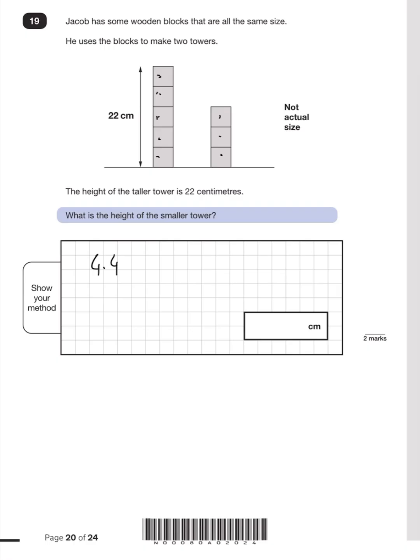4.4 centimeters each. 1, 2, 3. We're doing 3 times 4.4. 4 times 3 is 12. 4 times 3 is 12 again, but it's 0.4 this time, so 1.2. 12 and 1.2 is 13.2. So the answer to number 19 is 13.2 centimeters.